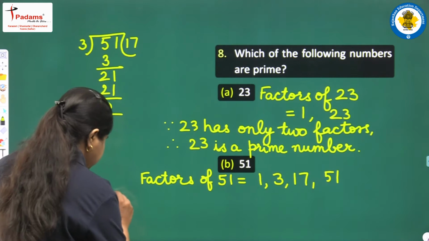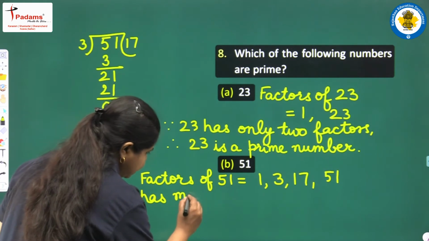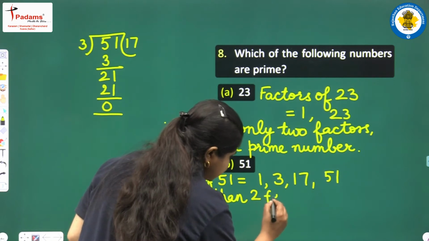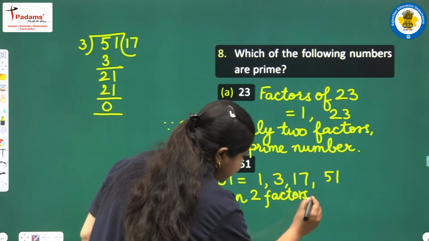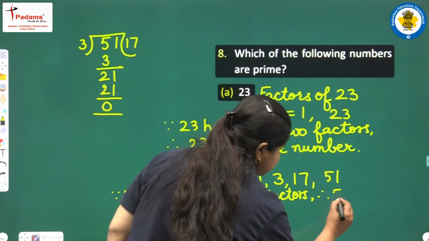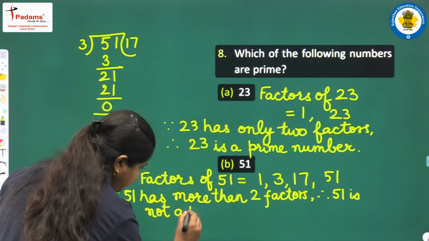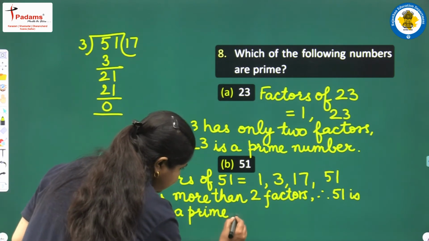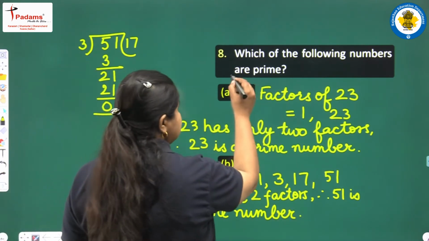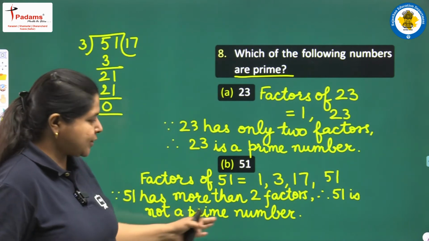And so we write here, since 51 has more than 2 factors, or you can say 4 factors, therefore 51 is not a prime number. Here we have been asked which of the following numbers are prime. So that's why the answer is in the same language, that 51 is not a prime number.